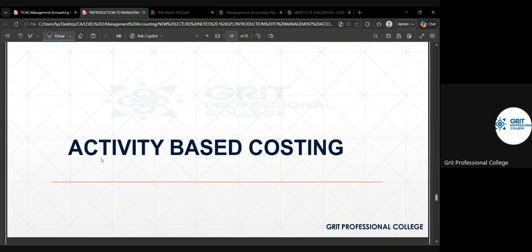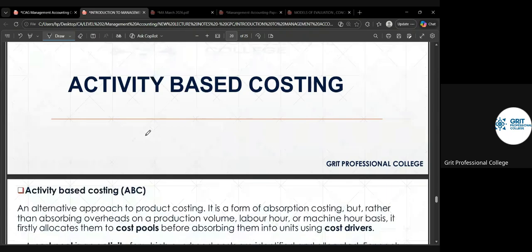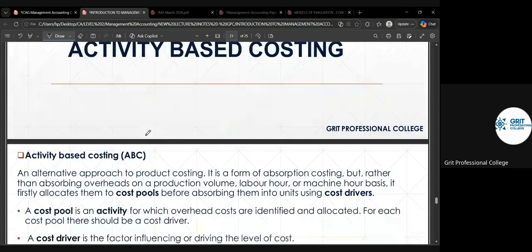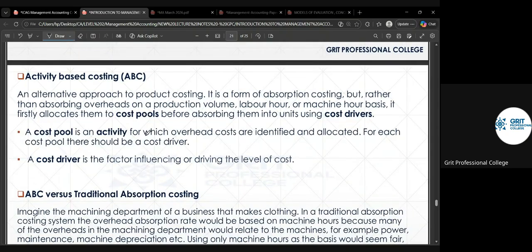Now, why is it important that we get to understand the use of this ABC system as compared to the traditional approaches towards ascertaining the cost of a company's product? The reason is that the ABC approach tries to look at a company's activities, or a company's operations. It breaks it down into different activities.